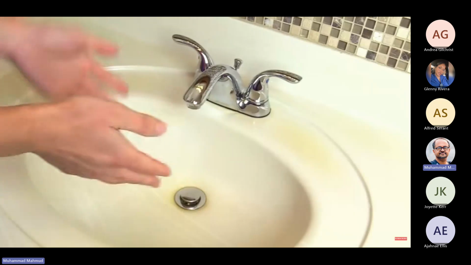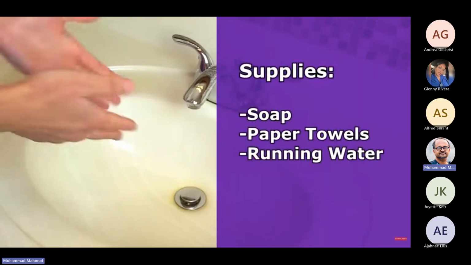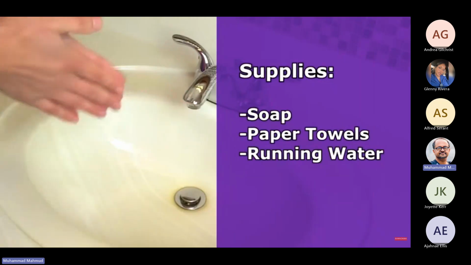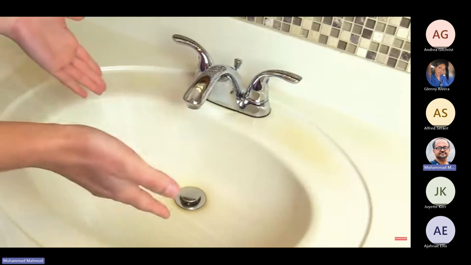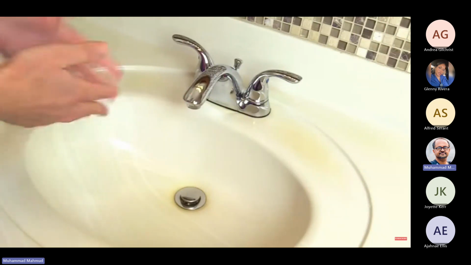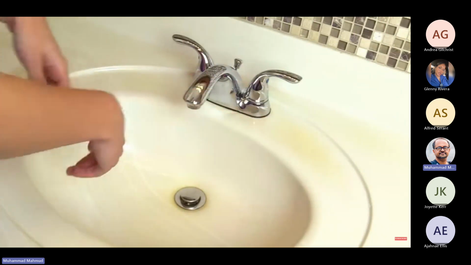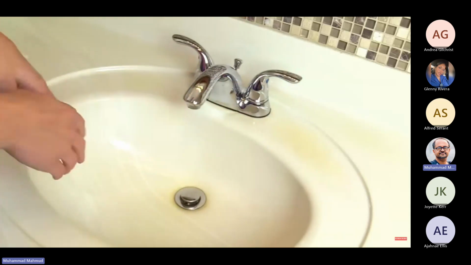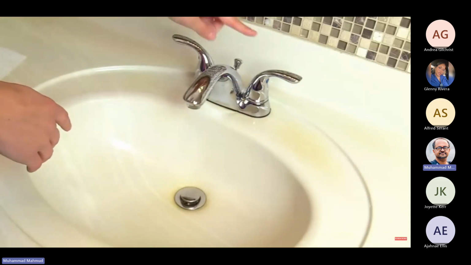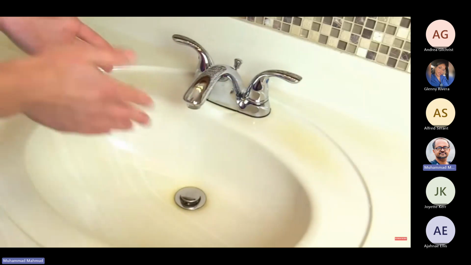So first, you need your supplies. Of course, you need soap, you need some paper towels, and you need running water. Now, faucets vary depending on where you work. Some are automated. You just have to swipe your hand underneath and the water will come on, or you use a pedal. Or it has little faucet handles that you have to use to turn on and off.